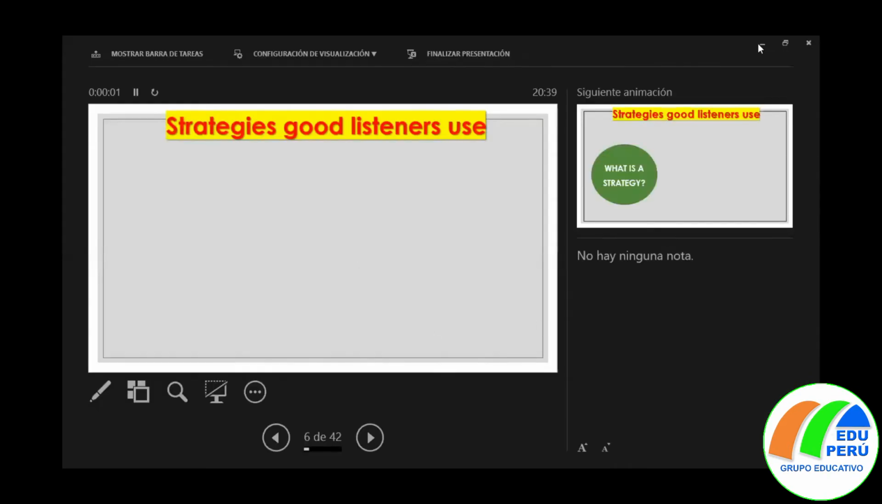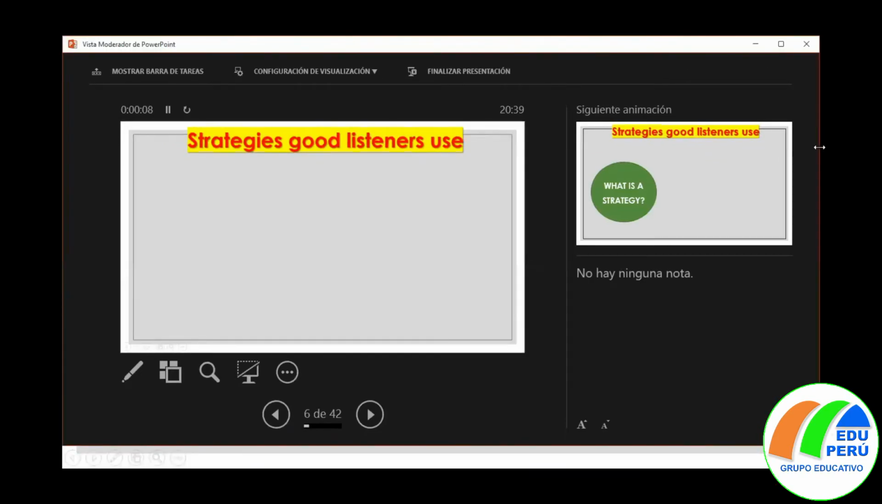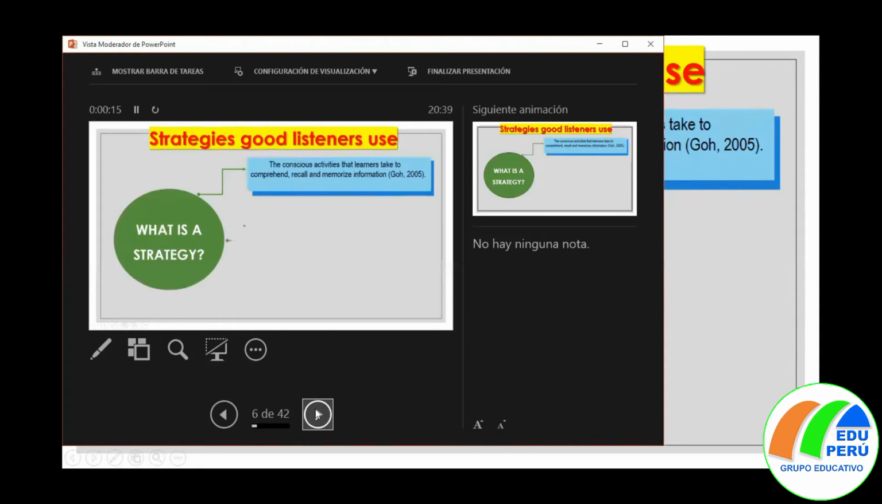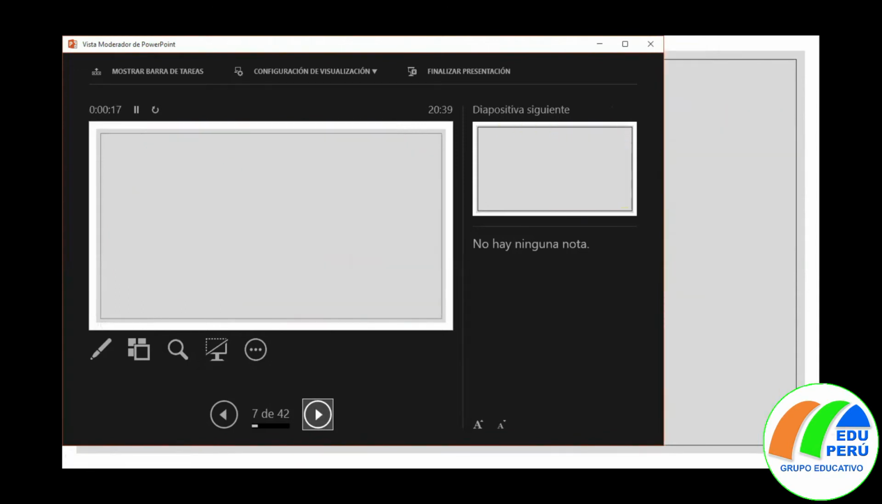So let's see here. Yeah, so we have seen this. We talked about these definitions. Now, types of strategies. There are different types of strategies. Can you tell me some of them? Today we're going to talk about three of them in general.